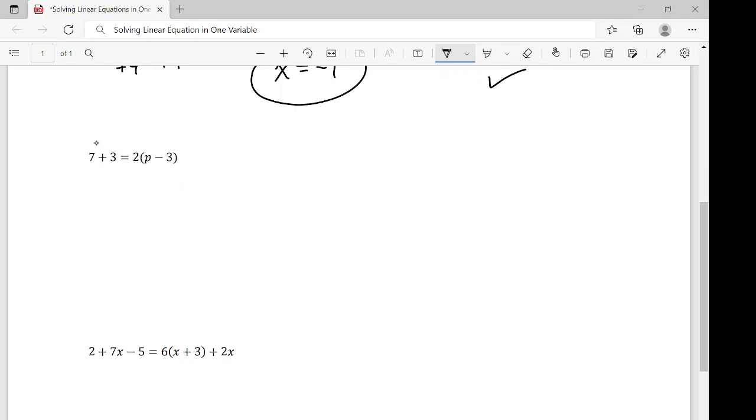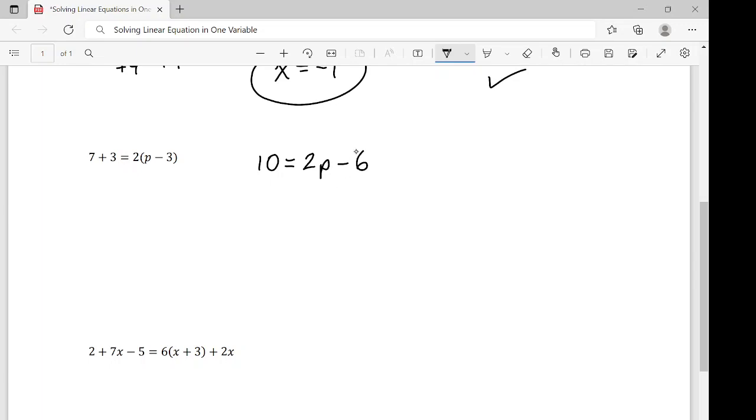Next, I have 7 plus 3 equals 2 times p minus 3. So I'm going to combine like terms right here. So I'm going to get 7 plus 3 is 10 equals, and distribute the 2 within the parentheses. So I'm going to get 2p minus 6. Now I'm going to take this negative 6 and I'm going to move it over because I have all my p's to one side already. So there's no need to move any variables over. It's already done for me.